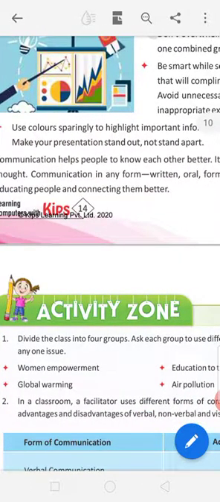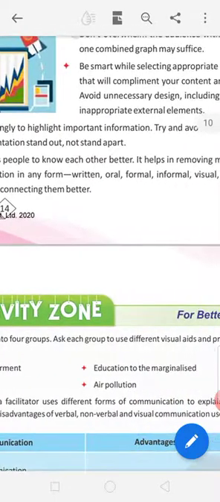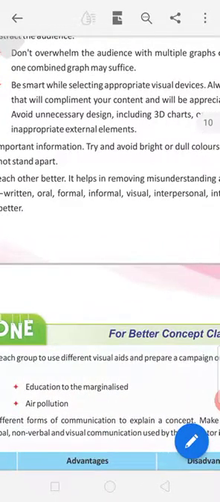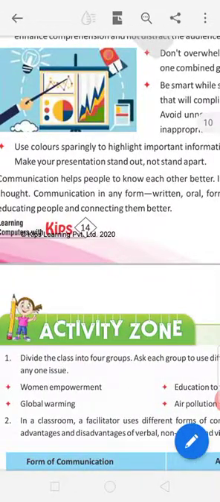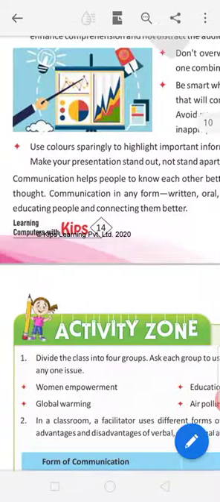Use color sparingly to highlight important information. Try to avoid overly bright or dull colors in our presentation. Make our presentation stand out, not stand apart. Give them a bright color, not a dull color. If you use a dull color, then it is not an eye catcher.